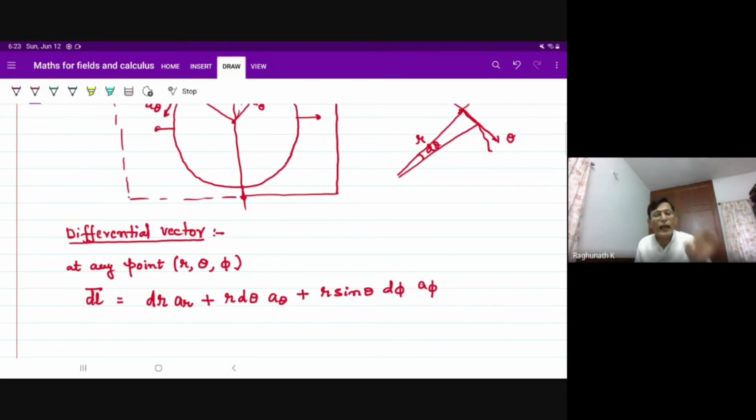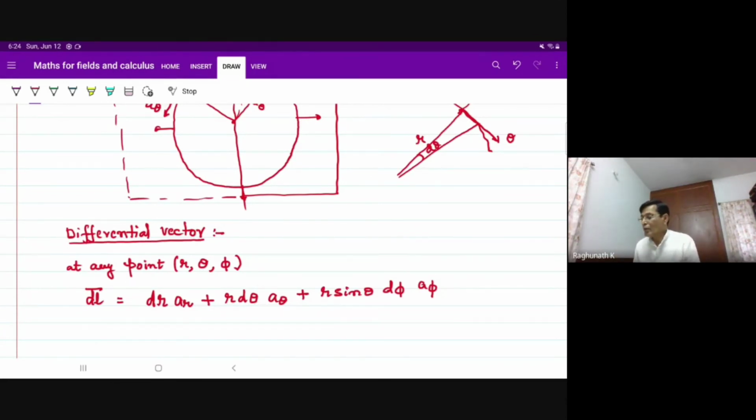If I change r, I am just moving away from the origin, because of which it is the distance only. Change it by dr. Keeping r and phi constant, if I change theta, I am moving on the sphere of radius r along a circular path of radius r through an angle d theta, because of which in the theta direction I will move through r d theta.